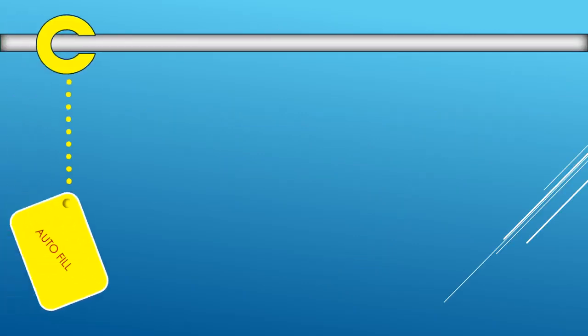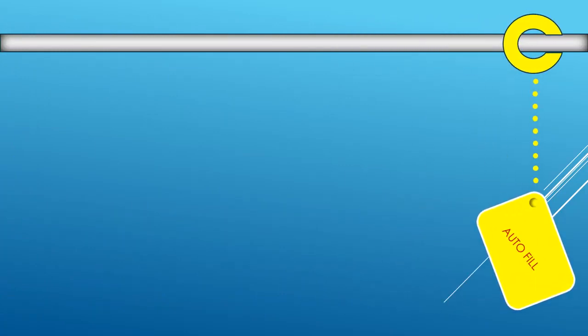First, the topic is autofill. In this lesson on advanced features of Excel, we learn autofill. Autofill means you don't have to type everything fully. For example, in a year there are totally 12 months. You have to type only the first month, January.